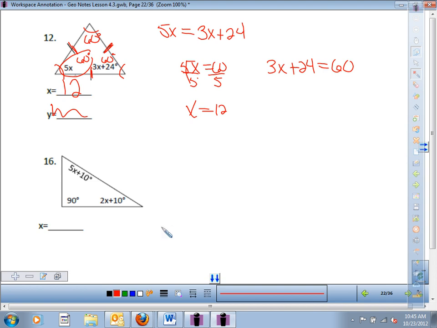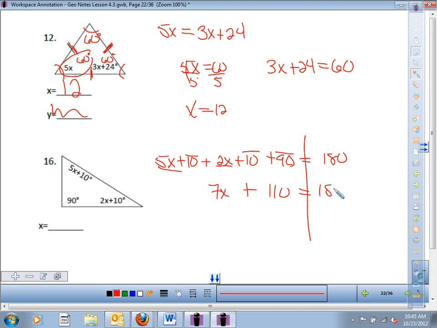Now this guy right here, number 16, this is what we did last class. This is not isosceles. Okay? Because we don't know if we have all equal sides or all equal angles, or if we have two equal sides. All we have is angles. So to do this one, we just take the angles, 5x plus 10, plus 2x plus 10, plus that 90, don't forget that 90, equals 180. Now we combine everything on the left side, that's 7x, that's 10, 20, 110, plus 110 equals 180. Subtract 110, you get 7x equals 70. Divide by 7, x is 10.